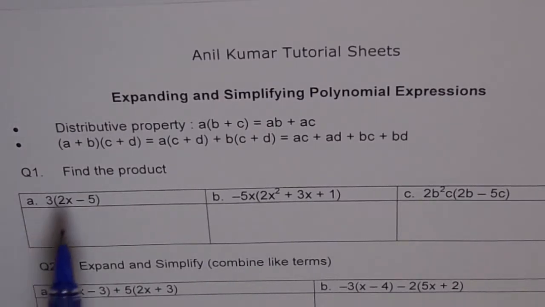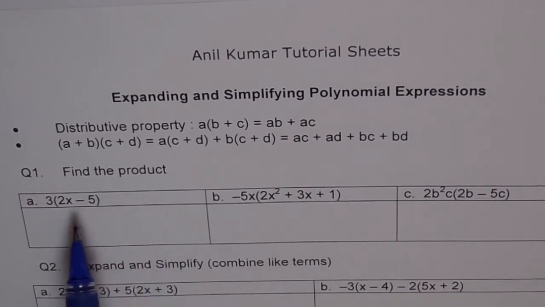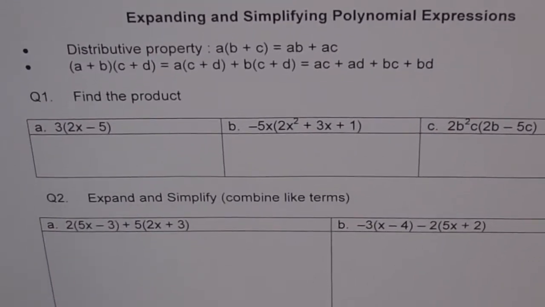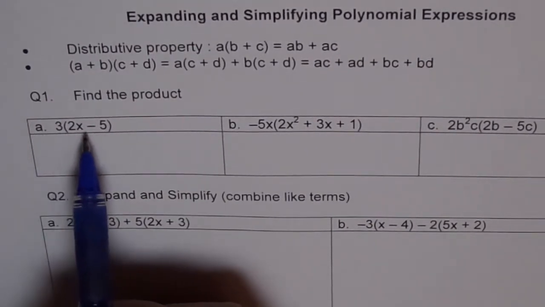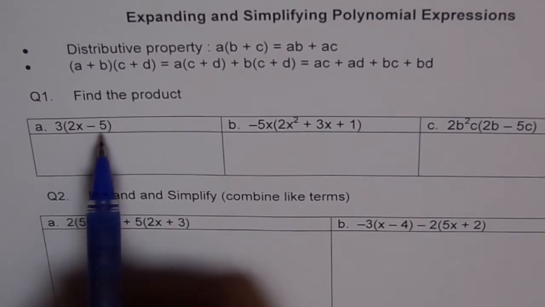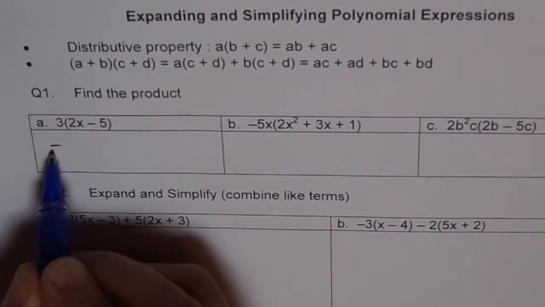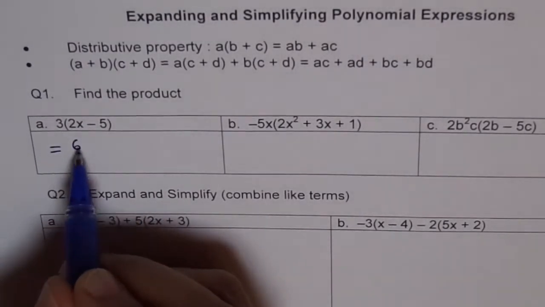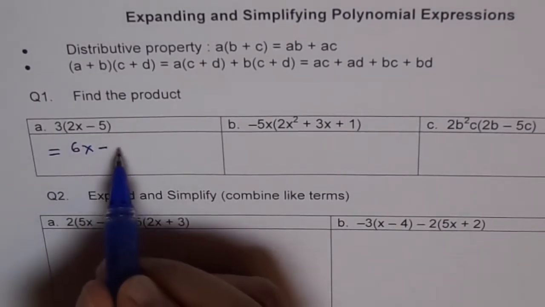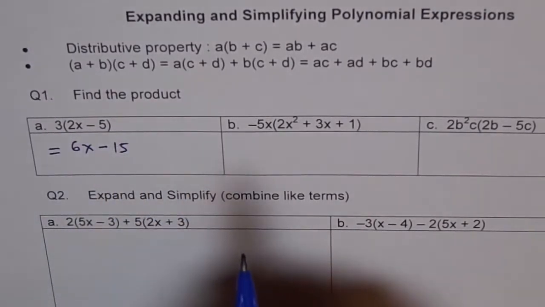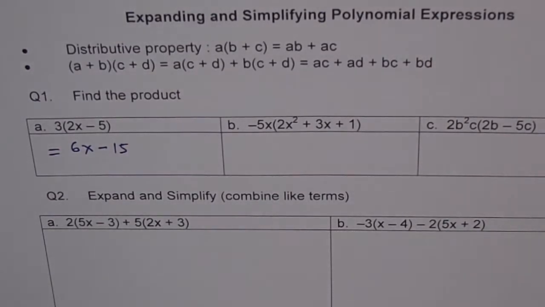Question number 1, find the product. So product basically means kind of distributive property, correct? So here what are we going to do? We'll multiply 3 with 2x minus 5, each term. Do you understand? So how many terms do you expect? We expect 2 terms, right? And we get 3 times 2x, which is 6x, minus 3 times 5, which is 15, right? So at this stage, actually you can stop the video, do the calculations yourself, and then check your answers. So that way you will ensure that you really understood, okay?